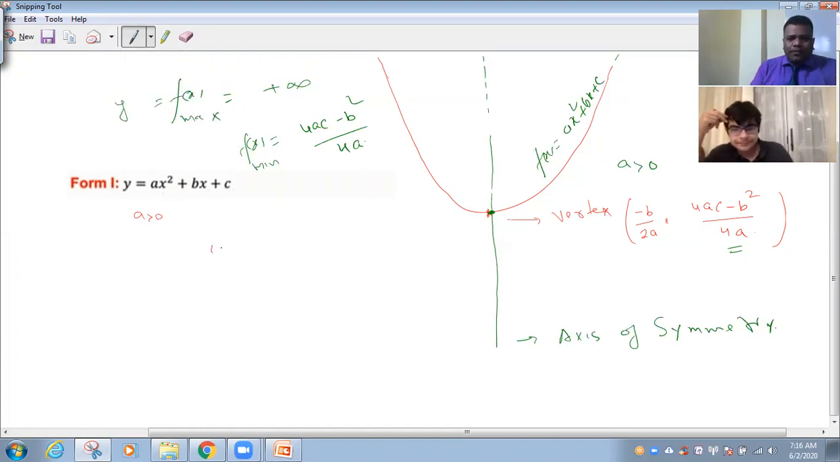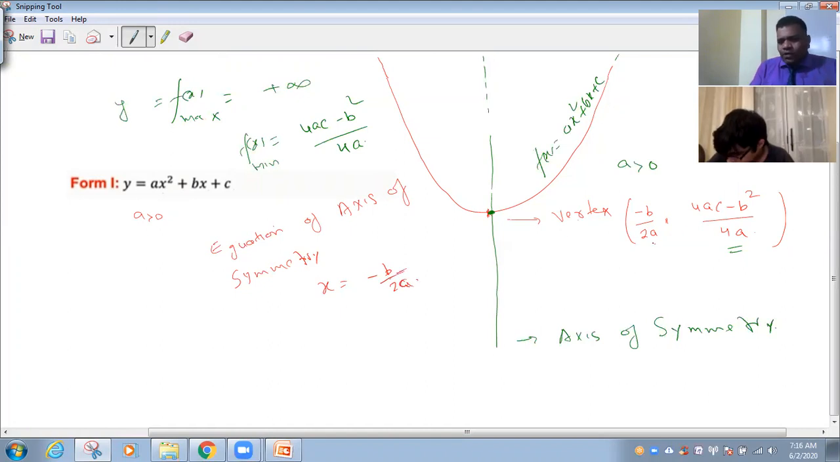And here, the equation of the axis of symmetry is going to be x is equal to minus b divided by 2a. This is the x coordinate. Now you understand why it's happening.